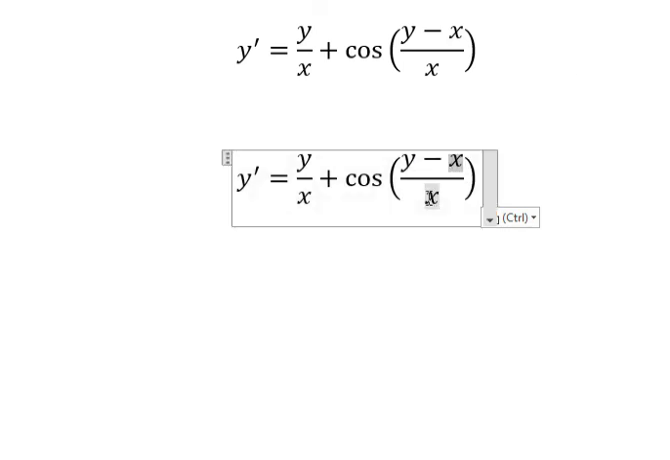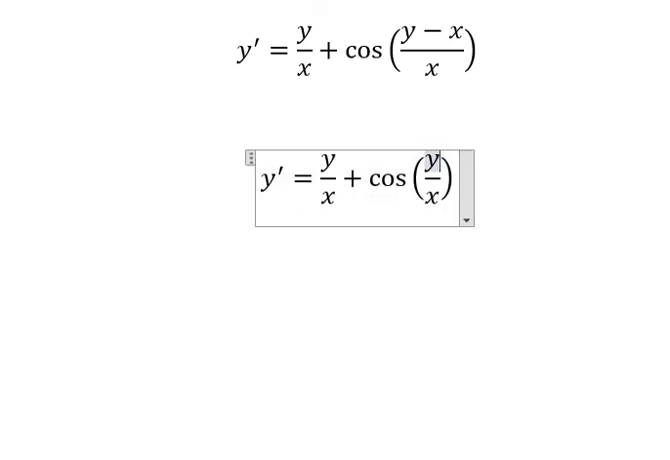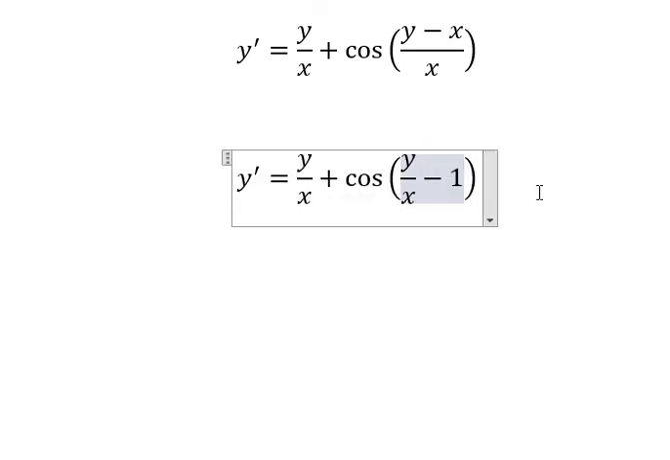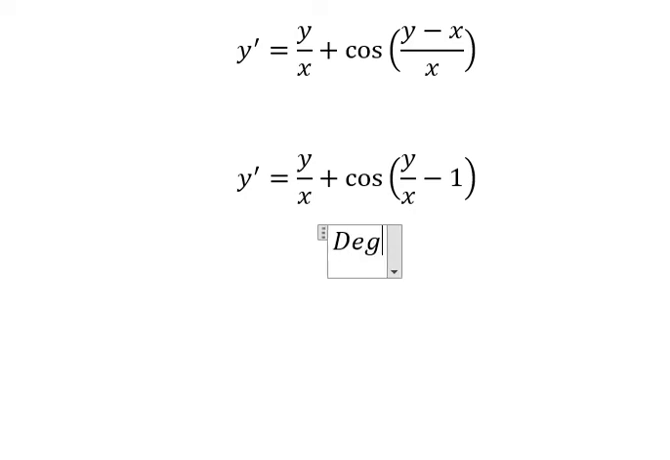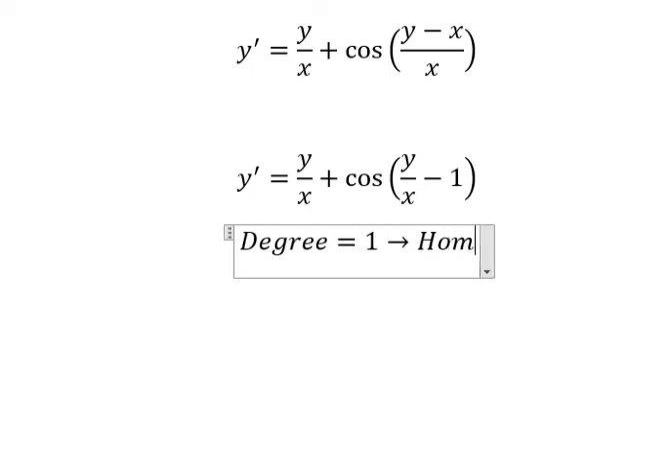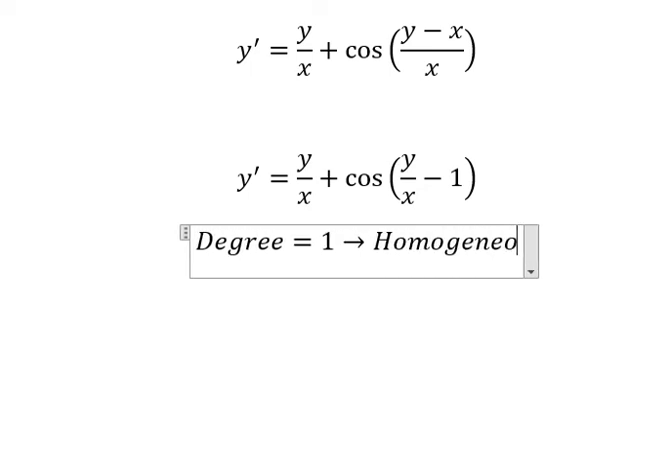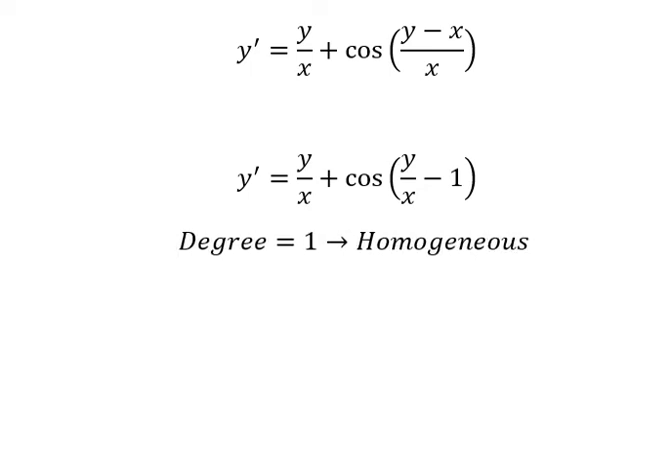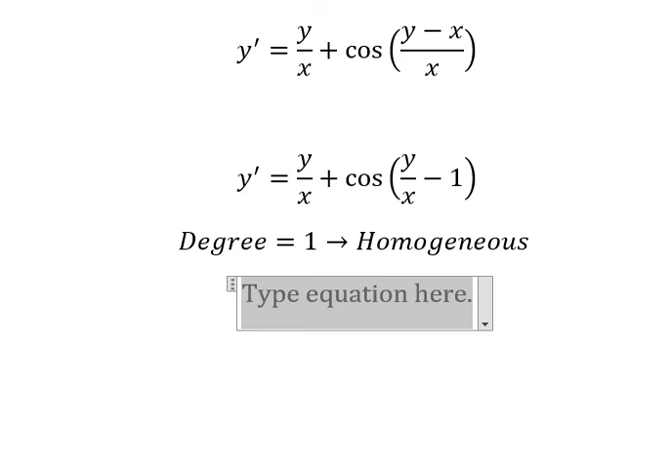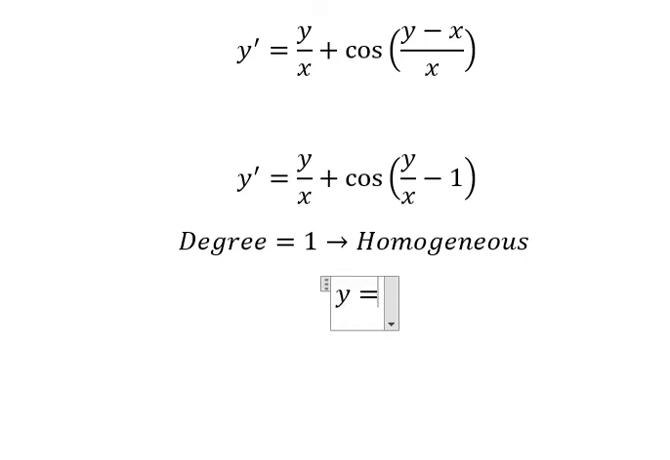S divided by s, we have number 1. So we have y over s, y over s, they are degree number 1. So this is about homogeneous. So I will put y equal to vs.